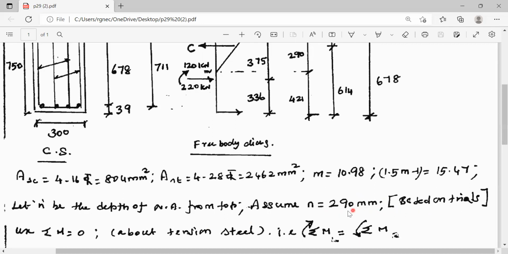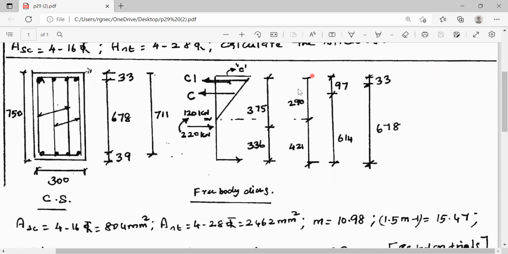After all, the value of the neutral axis will be ranging anywhere between 0.3D to 0.4D. And based on the actual working, we can always increase or decrease it in subsequent trials. This value of n equal to 290 mm is based on some trials. This is the value of n, that is 290 mm. This is the total effective depth. This is n. Therefore, this is d minus n, effective depth minus n. That is equal to this much.